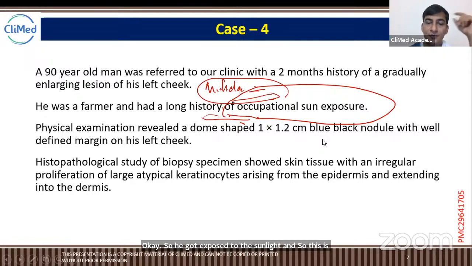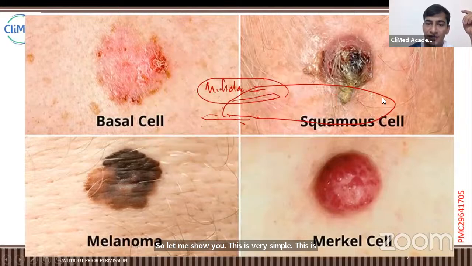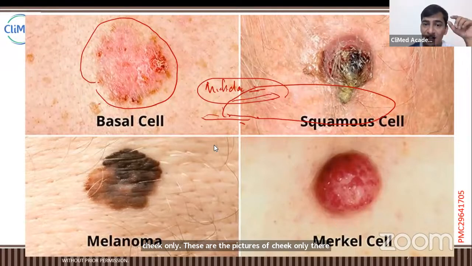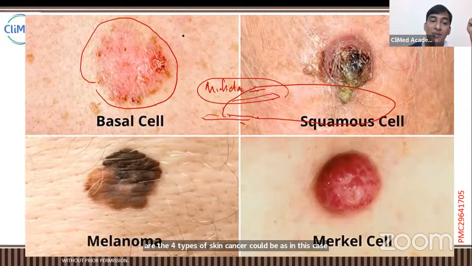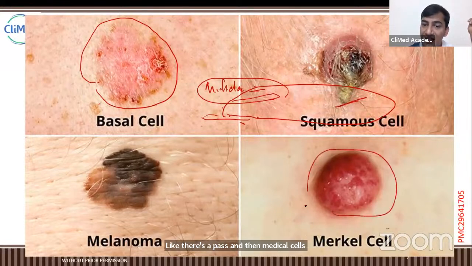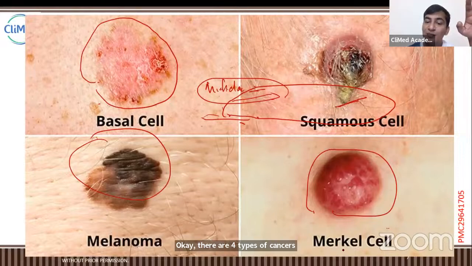This is very simple. If you look at this, these are the basal cells. These are all pictures of the cheek only. There could be four types of skin cancer in a case like this: basal cell carcinoma, squamous cell carcinoma, Merkel cell carcinoma, and melanoma. I'll talk about all these next.